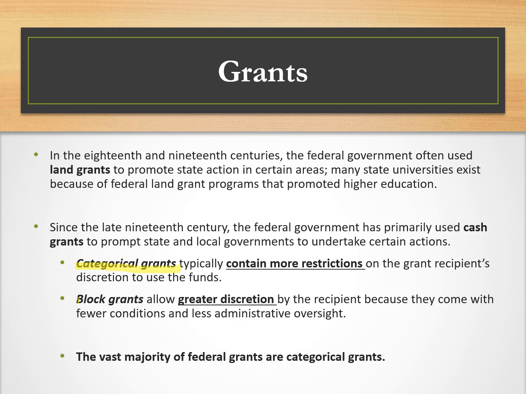The other type of grant are block grants. And block grants allow for greater discretion of the recipient because they come with fewer conditions and less administrative oversight. Now, it is important to know that the vast majority of federal grants are categorical grants. So the vast majority of grants come with restrictions on discretion.